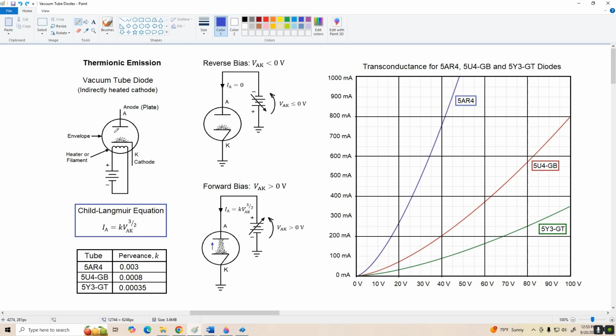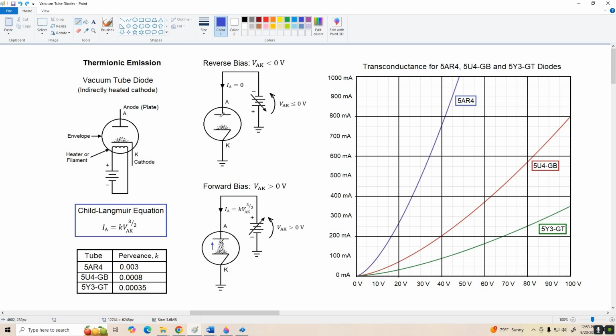I think it's a lot easier to understand intuitively than, say, the operation of a PN junction diode. But in any case, the cathode, the anode, and the heater are enclosed in a glass envelope, and we remove all of the air, creating a vacuum inside here, and that's why it's called a vacuum tube. We have two regions of operation, reverse bias and forward bias.